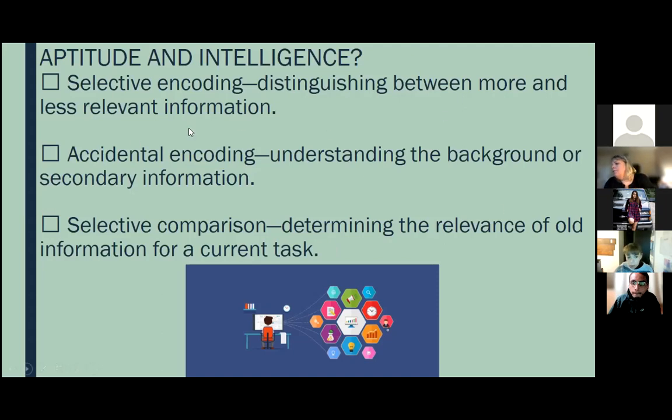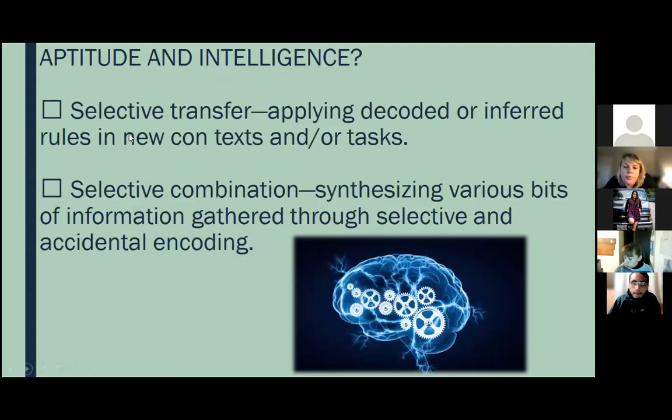Also, aptitude is related to selective transfer. This means applying the coded or inferred rules in new contexts or tasks. This means that we can generalize rules from a word. When we learn a new word or a new sentence, we can apply what we learn in other contexts. We can also create other sentences similar to the last one we learned.